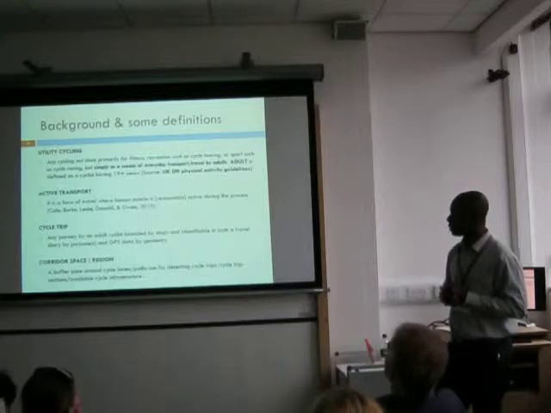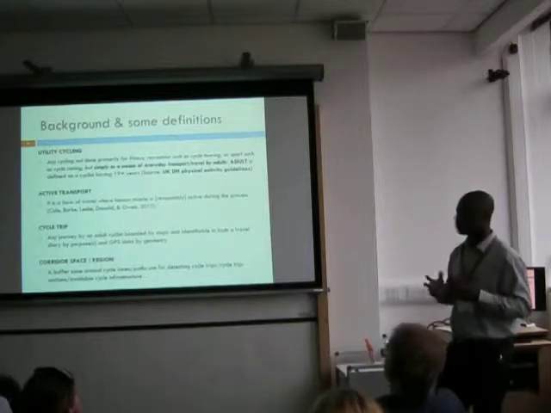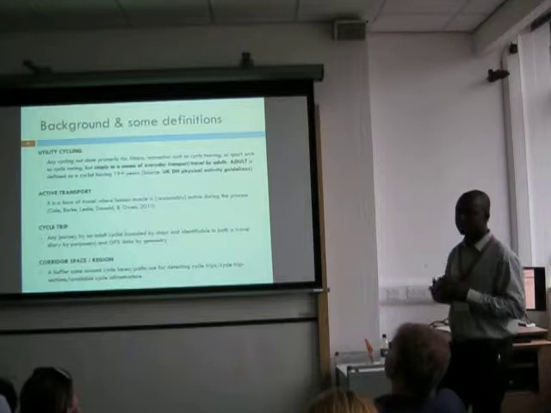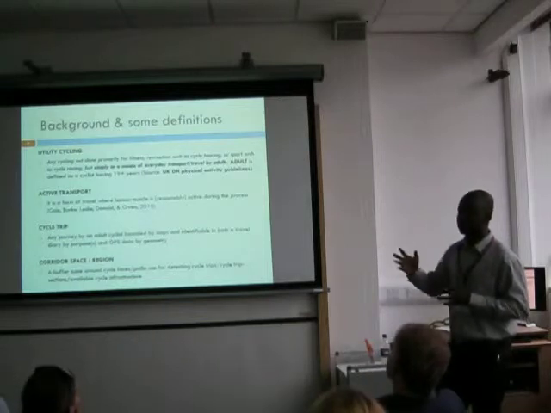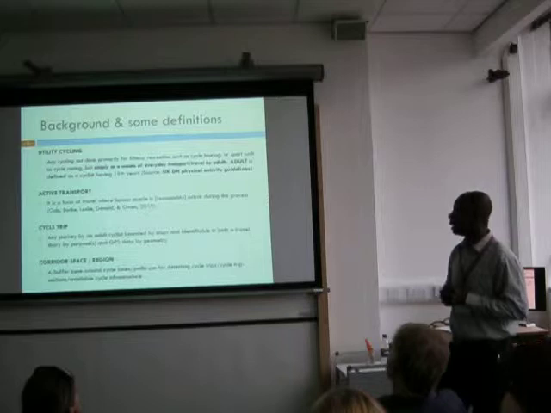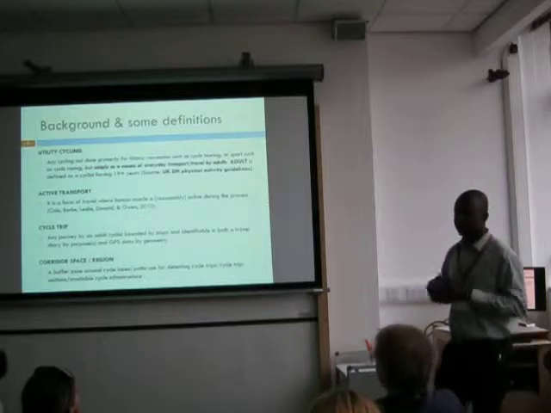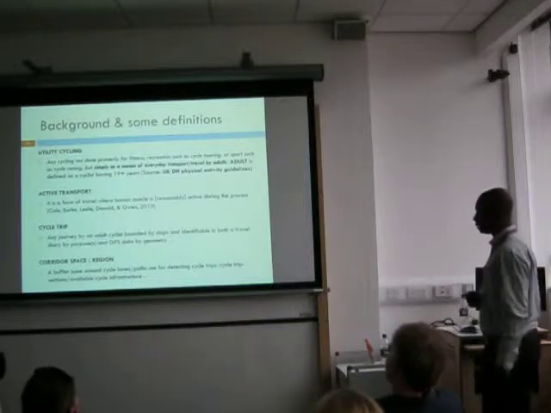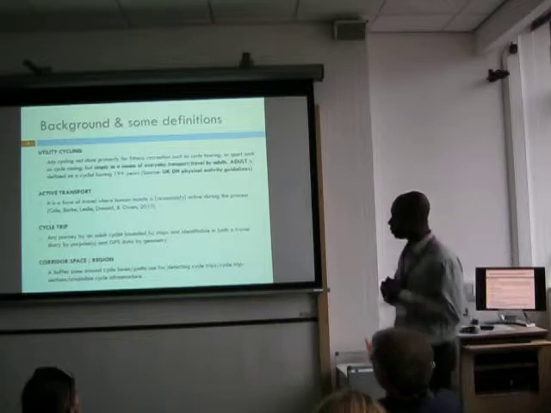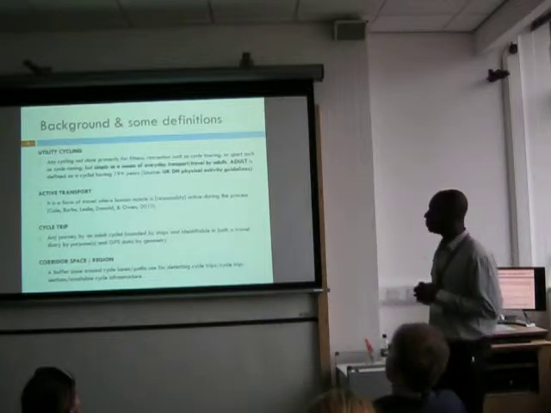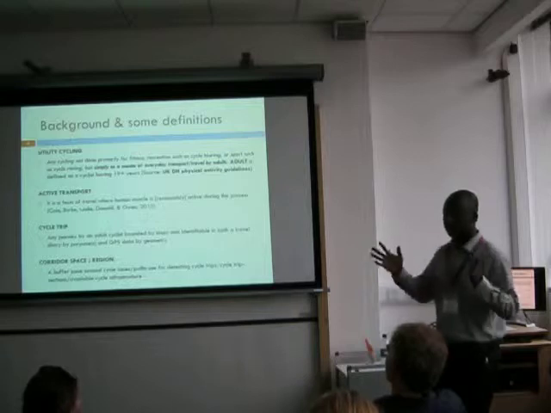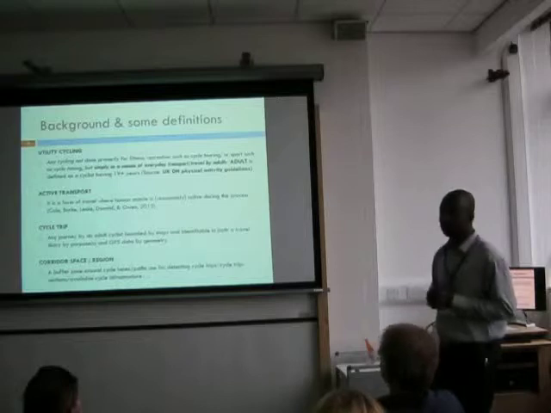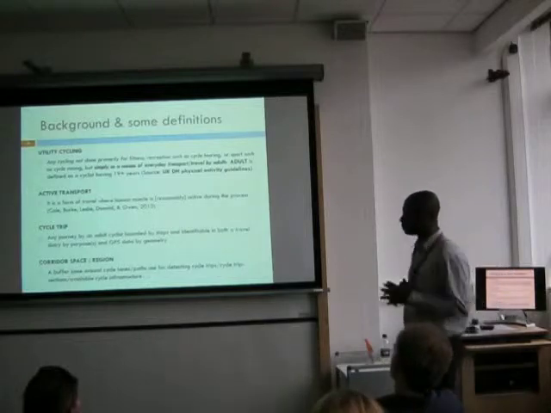And a cycling trip is also defined as any journey by an adult cyclist bounded by stops and identifiable in both the travel diary that I gave to the participants, and that is by purpose because I told them to record the purpose of the journey, and GPS data by geometry, that is if I'm able to identify that in the GPS data that I collected from the participants. And this idea of corridor space or region is basically a buffer zone around cycle lanes or paths, or say just have in mind cycle infrastructure. And I'm using this idea to detect cycle trips or cycle trip sections, and also available cycle infrastructure.